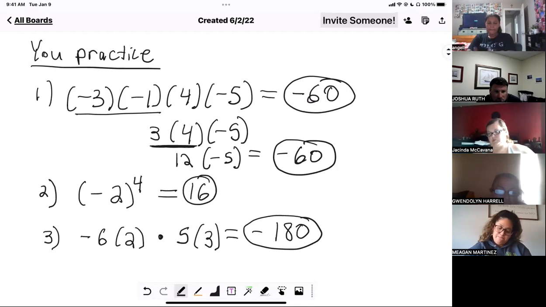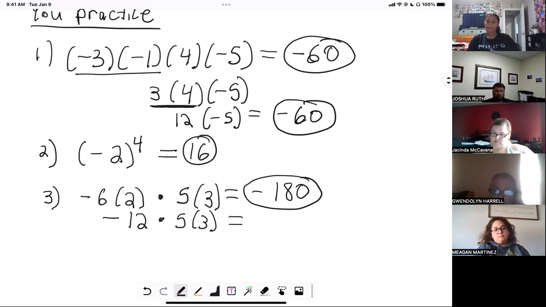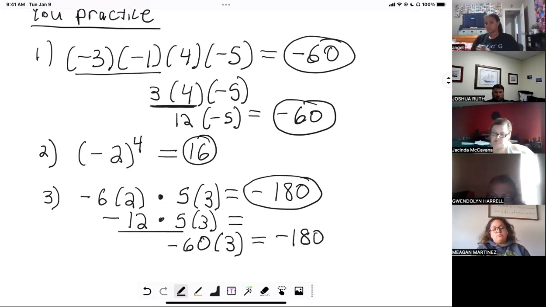Okay, negative 180. So let's look at it. Negative 6 times 2 is negative 12. And then times 5 times 3. And then I'm going to do negative 12 times 5. I know it's written differently, but still do it in order left to right. Although you can mix them up, we're going to keep it in order left to right. 12 times 5 is 60, but it's negative because negative times a positive is a negative. Negative 60 times 3. 60 times 3 is 180, but the negative wins. Negative times positive is a negative, negative 180.